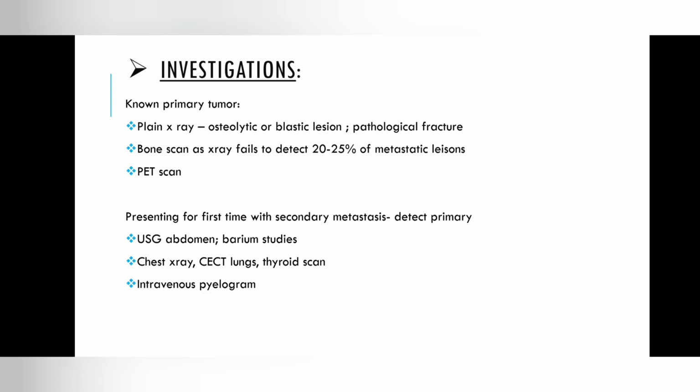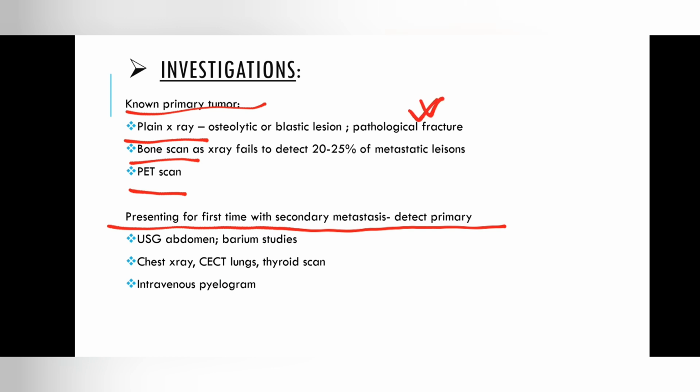Talking about the investigation, it depends on whether it is a known case of primary tumors or the patient has presented for the first time with the secondary metastasis. If it is a known case of primary tumors, then according to the suspicion of where the bone can be involved, we can do plain X-ray or bone scan or PET scan. The plain X-ray shows osteolytic or osteoblastic lesions, or there can be pathological fractures as well. But bone scan is preferred in contrast to the plain X-ray, as the X-ray fails to detect about 20 to 25% of the metastatic lesions, or PET scan can also be done.